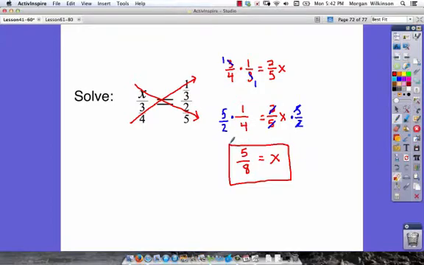The key thing when we work with these proportion problems with fractions is to make sure we use our cross products, set up an equation, then multiply by the reciprocal on both sides in order to find out what our missing value is.